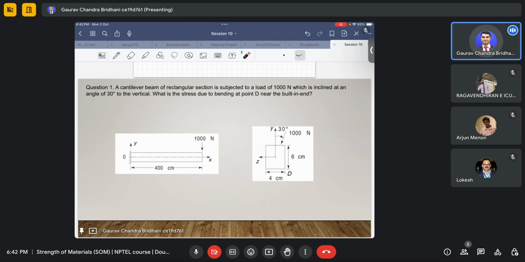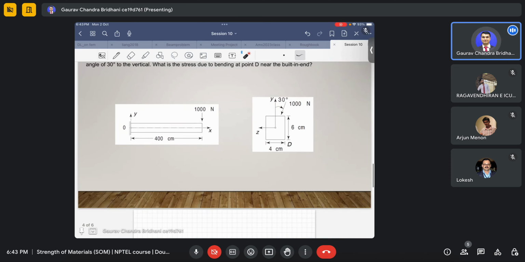As I told you, even if the load is not on the plane or the axis of symmetry, it will be a case of unsymmetrical bending. As you can see, this is a symmetric cross section, a doubly symmetric cross section, but the load is not acting on the plane of symmetry. Till now we have analyzed structures where the load was acting on the plane of symmetry, but now the load is acting in a different way. So let's solve this problem.